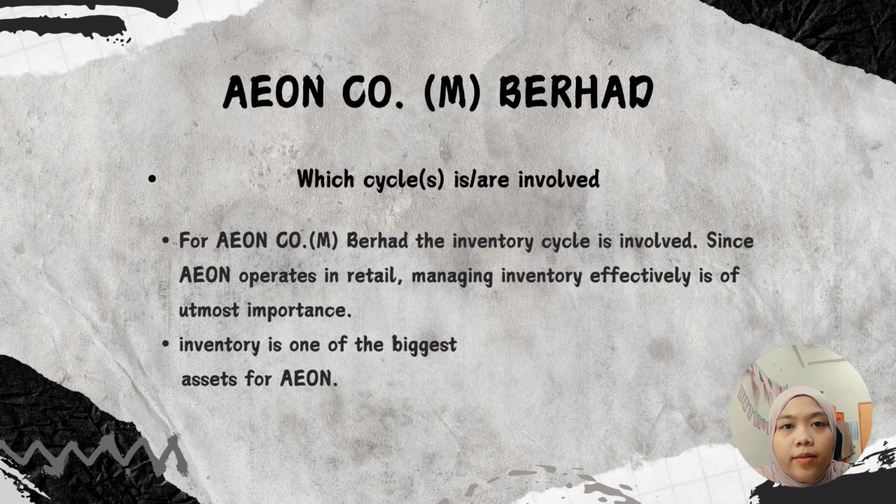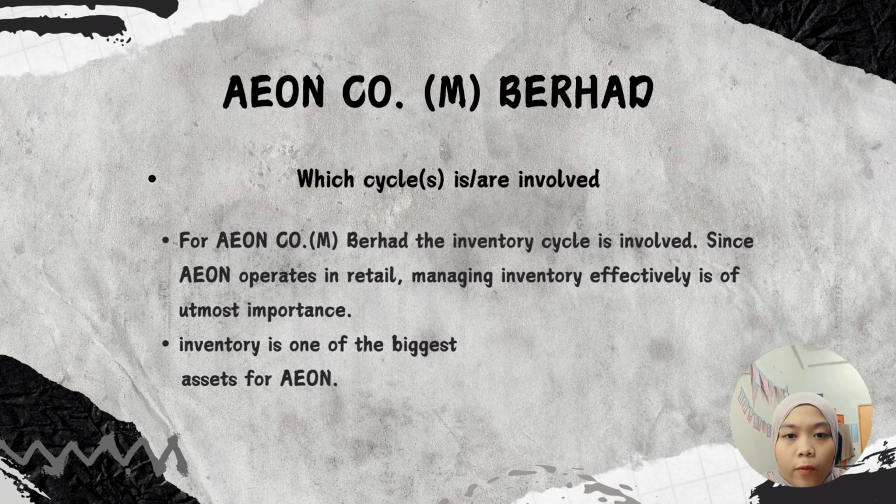I will discuss the audit cycle and key audit matter for AEON BERHAD, focusing on the difference between 2020 and 2023. These changes highlight how audit priorities adapt to operational and external influences. In both 2020 and 2023, the inventory cycle was a critical focus for AEON, reflecting its importance in the retail sector. Inventory is one of AEON's largest assets, requiring attention to valuation, existence, and obsolescence.